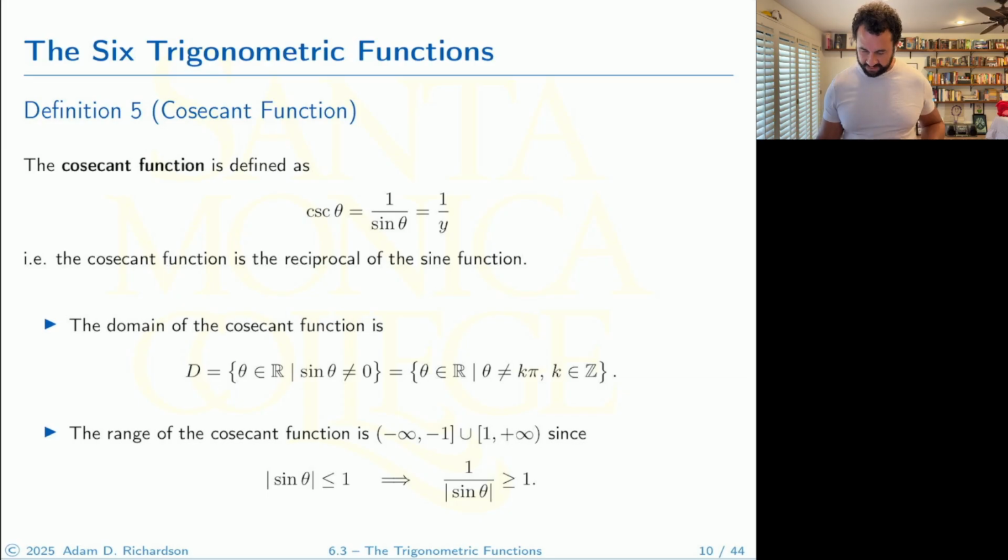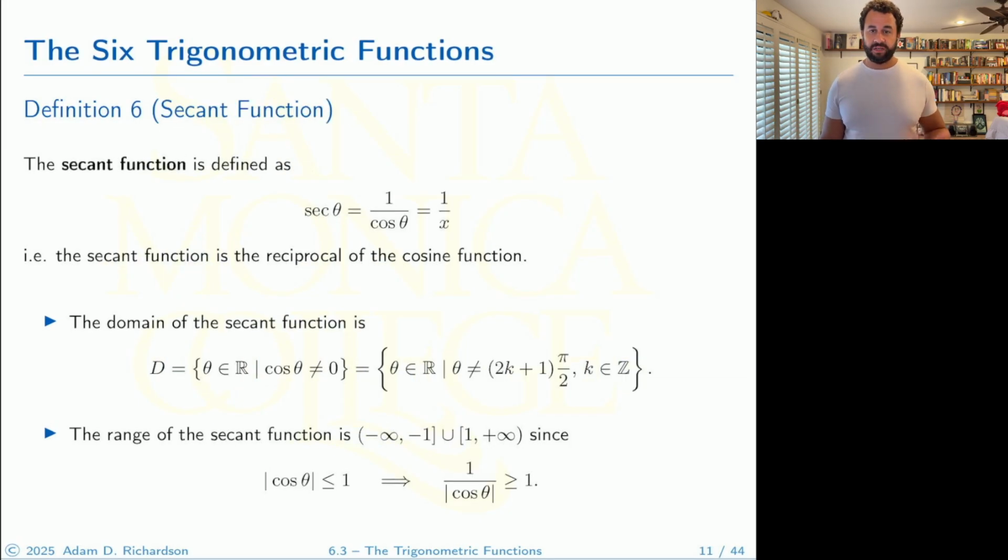All right. Next function is the secant function. So the secant function is the reciprocal of cosine. So again, we're just taking cosine and reciprocating it. That's all it is. 1 over cosine, 1 over x. The domain, same kind of considerations, right? We need to make sure we're not dividing by 0. So the domain of secant is everywhere that cosine is not 0.